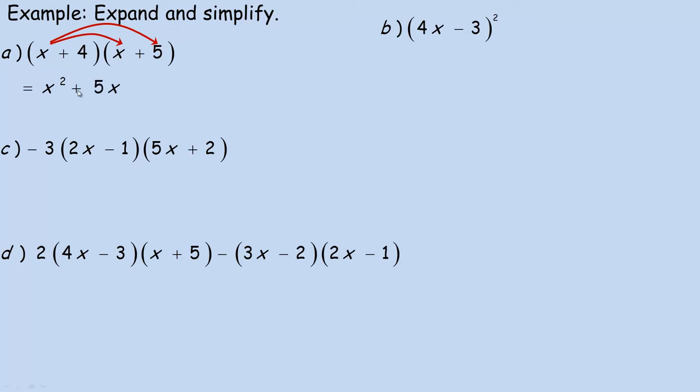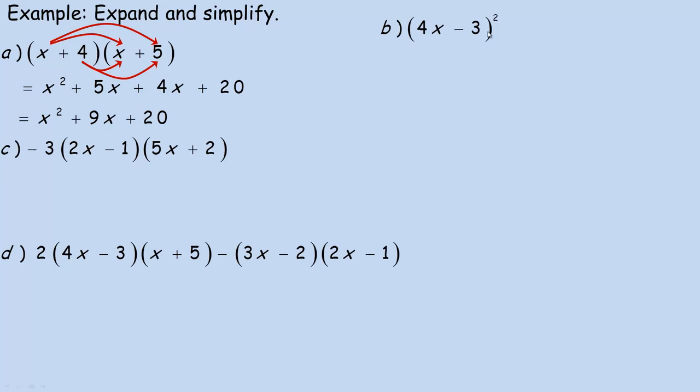What the arrows are supposed to help you do is to remember to do this in an organized fashion. I've multiplied this x by both of these, so now I would next multiply the 4 by both of these. So 4 times x will be 4x. And then 4 times the 5 gives you 20 on the end. And so, like terms in the middle, 5x and 4x add to 9x. So it's x squared plus 9x plus 20.